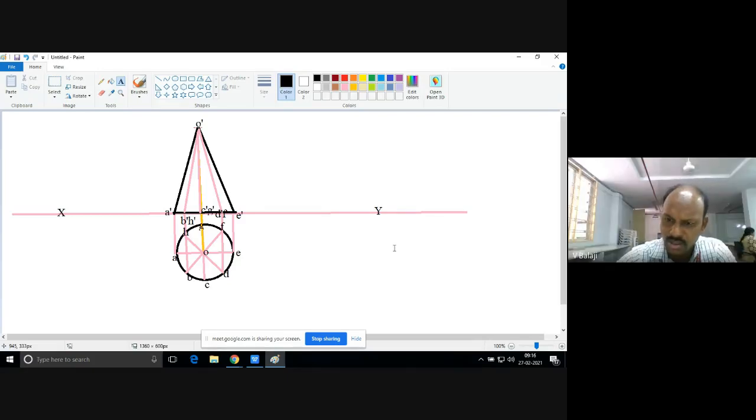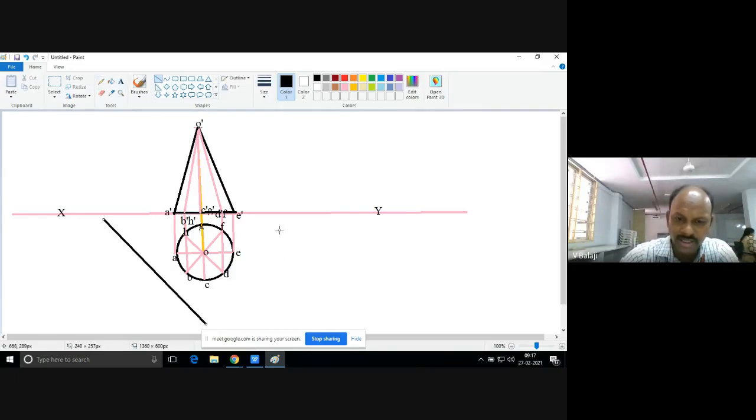Earlier, that line was parallel to VP in the previous problems. Now it is inclined to VP. What is the top view now? Is it inclined to XY? Yes, sir. Now you need to draw one inclined line. While drawing that line, where do I have to draw it?